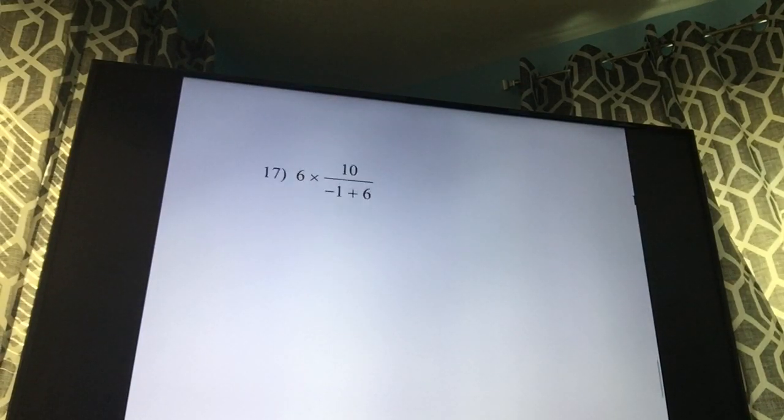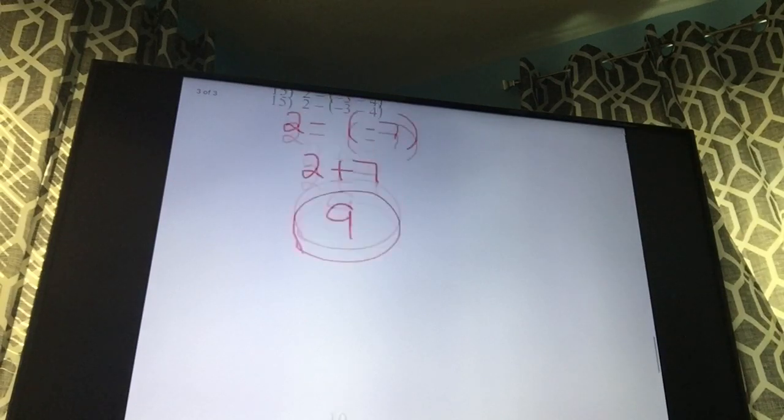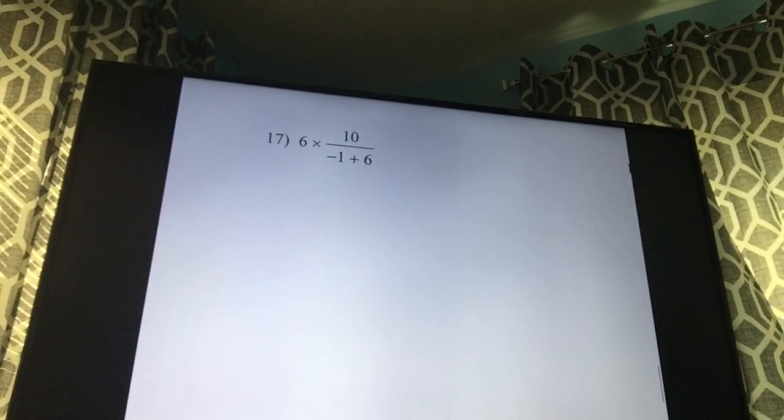Okay, 17. Did I skip one? No. Okay, 17. 17 looks a lot harder than what it is. So you need to do the bottom, the negative 1 plus 6 first, okay?